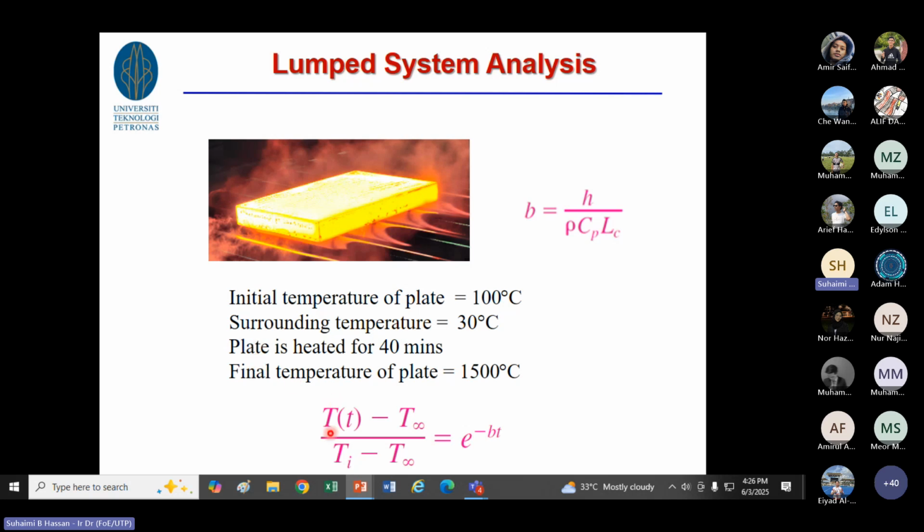Final temperature is TT, the 40 minutes is time. Surrounding temperature is ambient, same, here and here. Initial is of course TI. B is this one, h over rho Cp Lc. This one is the exponential.